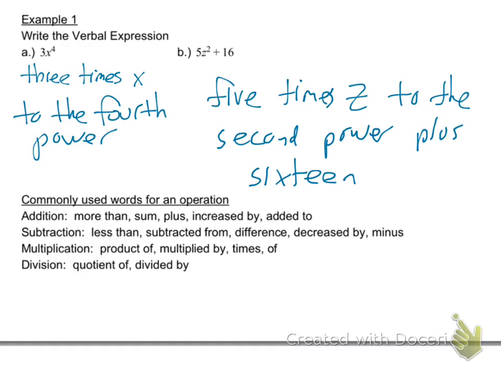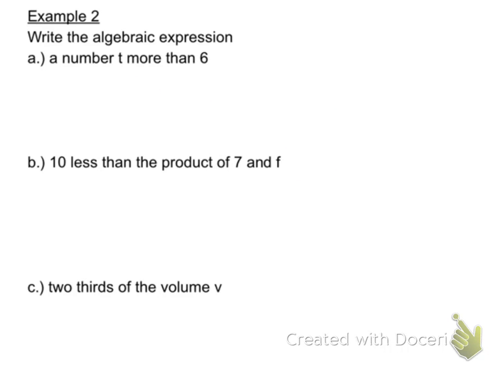Any questions on that? The last 3 examples are right here. Instead of giving you the algebraic expression to write the words, I give you the words, you give me the expression. Notice that sometimes it's mixed up. It has numbers as numbers versus spelled out. A number t more than 6.